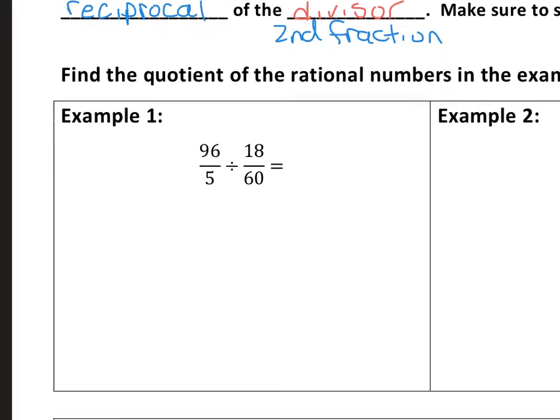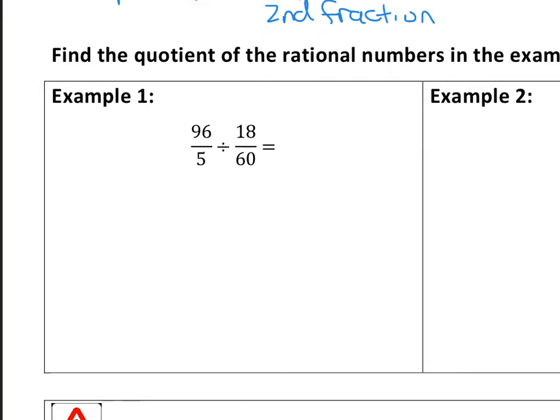Okay, so first we're going to start with some rational numbers. I've got 96 fifths divided by 18 sixtieths. So I'm going to start with that dividend. It probably makes sense to label it. That's the dividend. That's the divisor. I'm going to keep the dividend the same, but I might as well start simplifying it while I go.